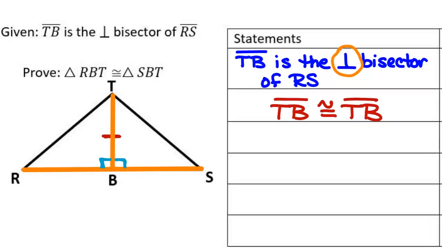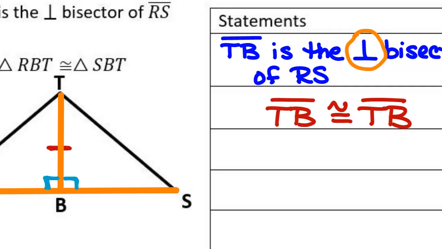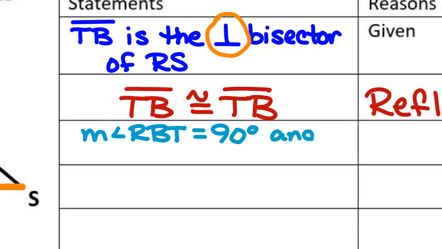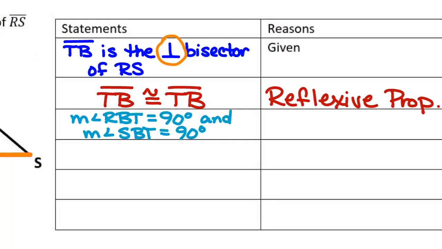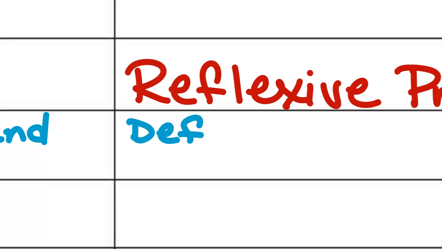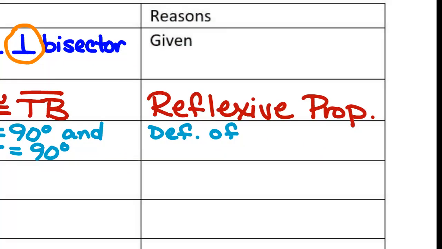How big are right angles? 90 degrees. I can't just call this angle B because I've got two angles that have B as the vertex. So I have to give them three-letter names. The measurement of angle RBT, B has to be in the middle because it's my vertex, is 90 degrees because it's a right angle. And the measurement of angle SBT is also 90 degrees. What was the word that told us that again? Perpendicular. So we are using the definition of a perpendicular bisector.